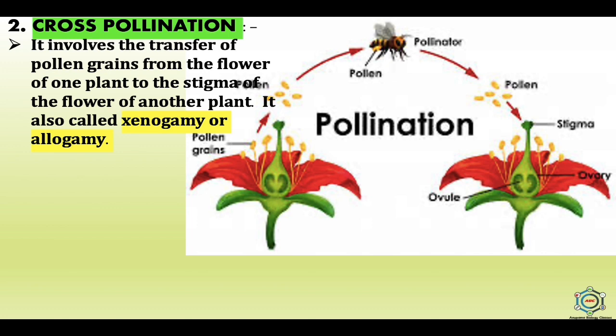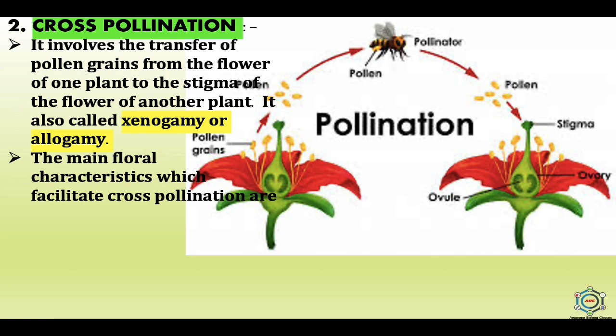Now, the second, that is cross-pollination, which you can see in the picture. It involves the transfer of pollen grains from the flower of one plant to the stigma of the flower of another plant. It is also called xenogamy or allogamy. The main floral characteristics which facilitate cross-pollination are, first, hercogamy. Why does cross-pollination occur? There are some facilitating features, in which the first one is hercogamy. Here the flower possesses some mechanical barrier on its stigmatic surface to avoid self-pollination. So they will show cross-pollination.